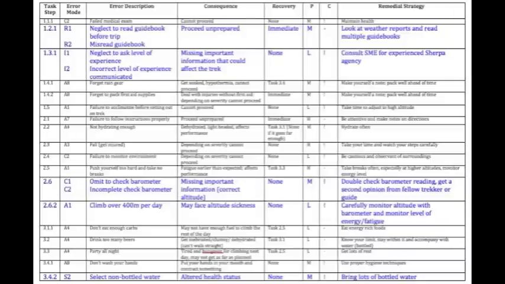Let's look at a second example of a consequence. For the error, select non-bottled water, the consequence would be altered health status.